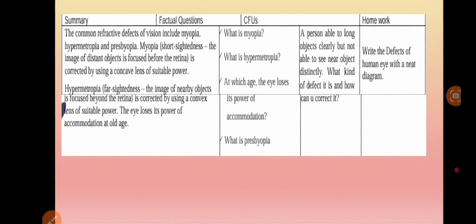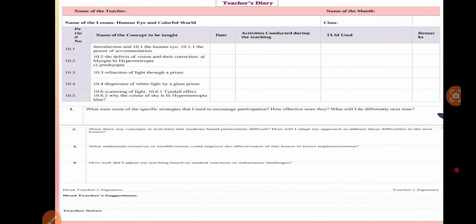After recapitulation, as a part of assessment, we have to pose some questions, check for understanding questions, factual questions. Likewise, what is myopia, what is hypermetropia, at what age the eye loses its power of accommodation. Likewise, we can pose some questions to check for understanding. After that, we have to give the homework.